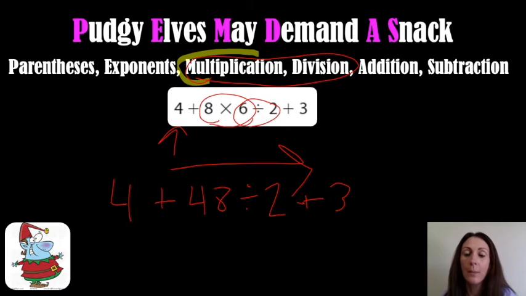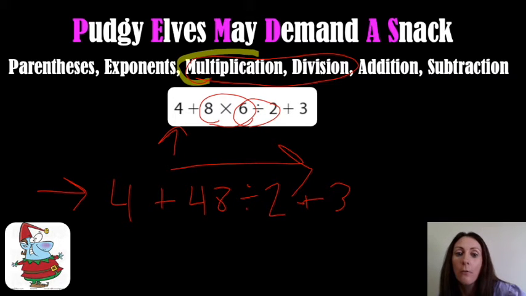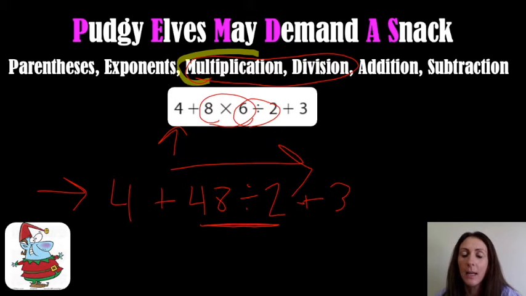Okay, so then I'm going to continue on multiplication and division together because you've already told me there's no parentheses, there's no exponents. So in my new problem, moving from left to right, do I have any more multiplication or division? Right, I have division. I have 48 divided by 2. So I'm going to give you a minute to figure out what is 48 divided by 2.